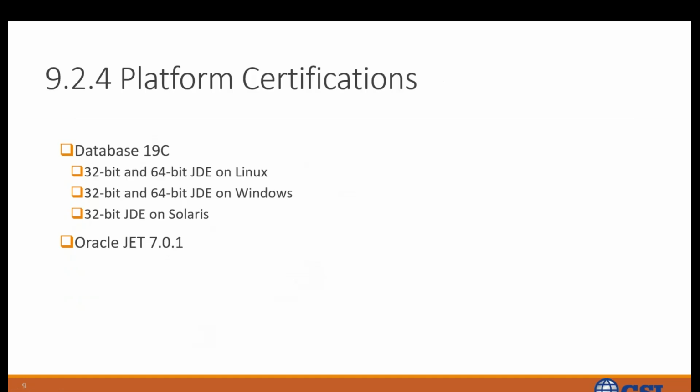A few new platform certifications: Oracle Database 19C, 32-bit and 64-bit on Linux and Windows, 32-bit just on Solaris. 19C is what you might be hearing as the autonomous database, making things a little more self-tuning, with a little less reliance on DBAs, which can be expensive resources. And also, Oracle JET 7.0.1 is now supported.